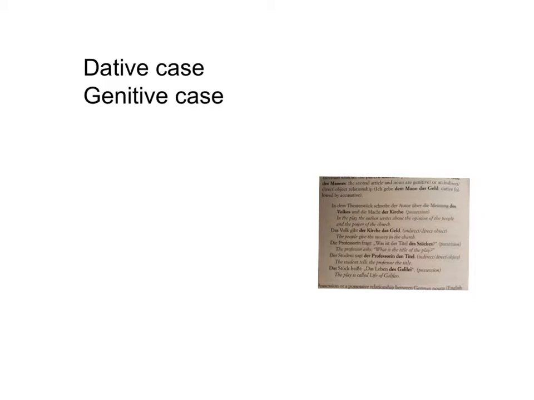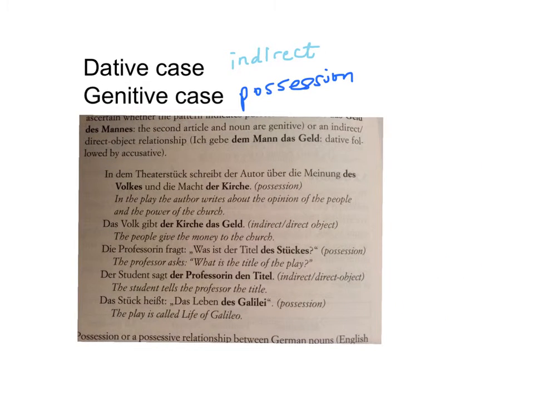As indicated in class, the dative case usually indicates an indirect object or the object of a dative preposition and also a dative verb. The genitive case, on the other hand, denotes possession. What we'll do next is look at some sentences that come from our book, and I'm going to zero in first on, actually let me change my color to red. I'm going to zero in on this one.